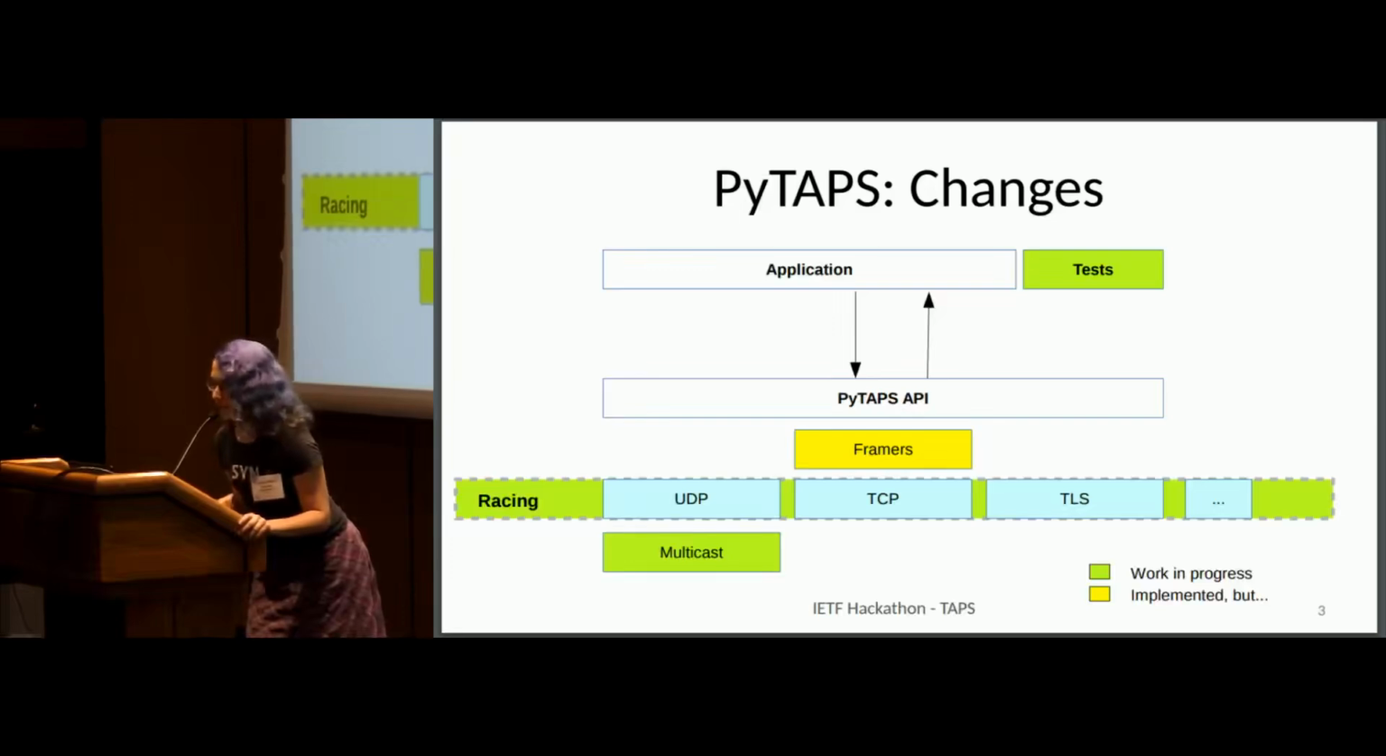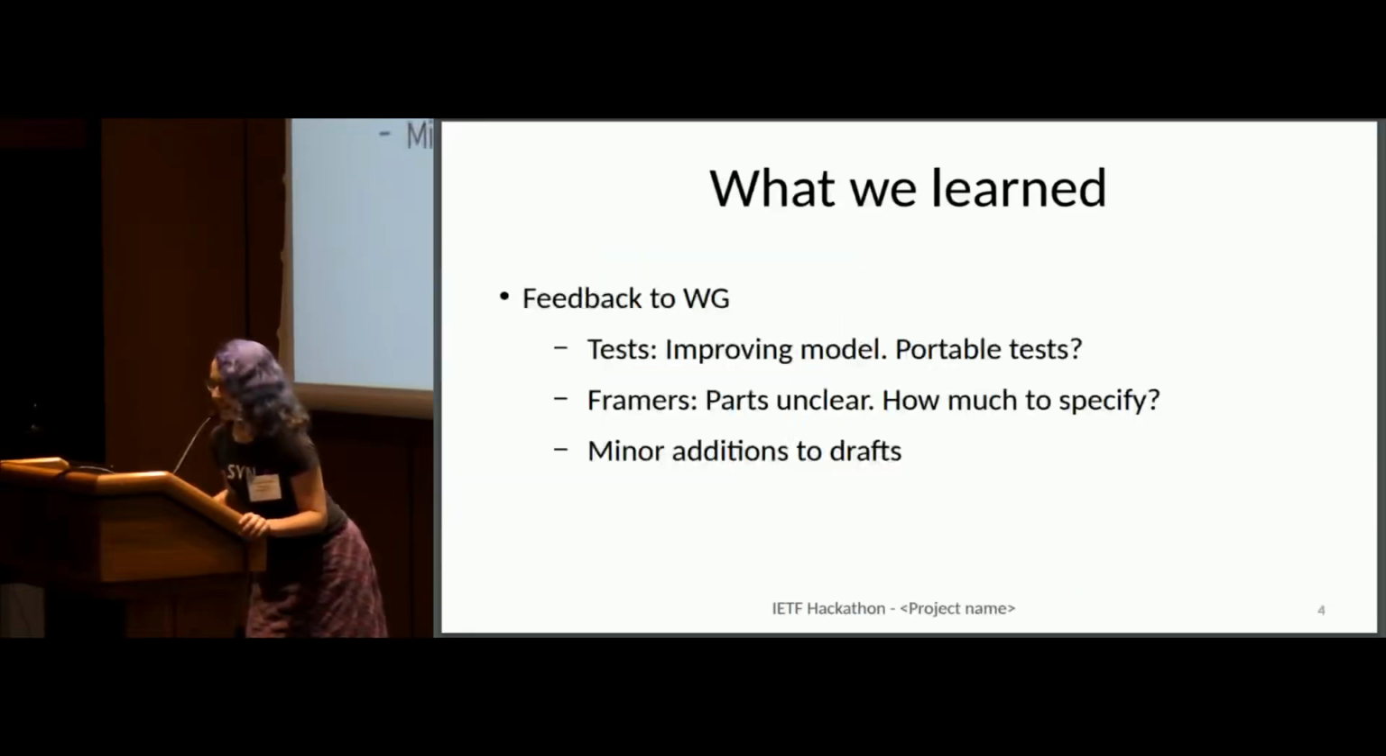Also, we are working on getting multicast to work, which is work in progress. Also, we have a nice, interesting concept called framers. So the idea is you get a byte stream from TCP, but then you have a delimiter that delimits your byte stream into messages. And this is a concept that has been added to, or expanded in, the recent draft. And so we've been discussing framers a lot. And there's also going to be more discussion on this concept in the working group. So we have some feedback because in our implementation we have implemented it and some parts were unclear. Also, we're going to discuss how much of this we have to specify.